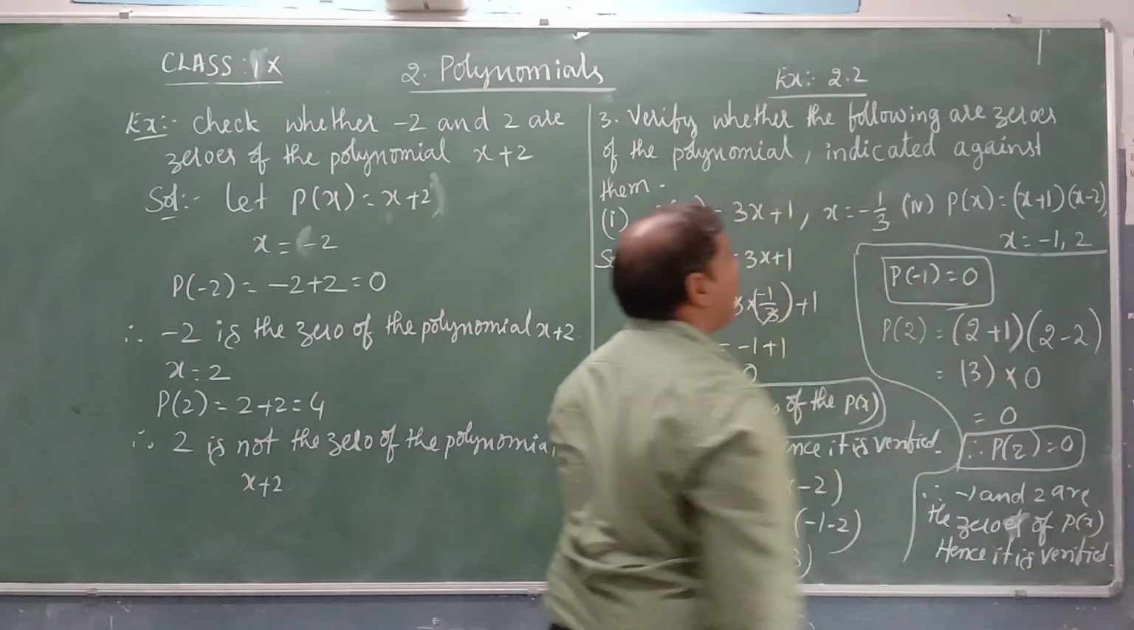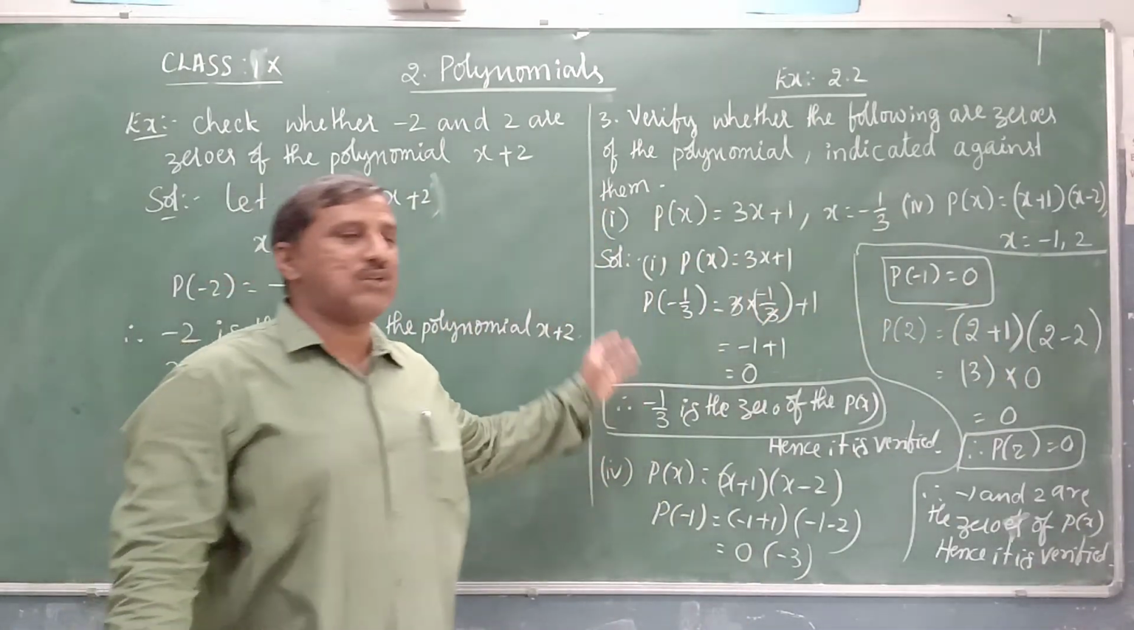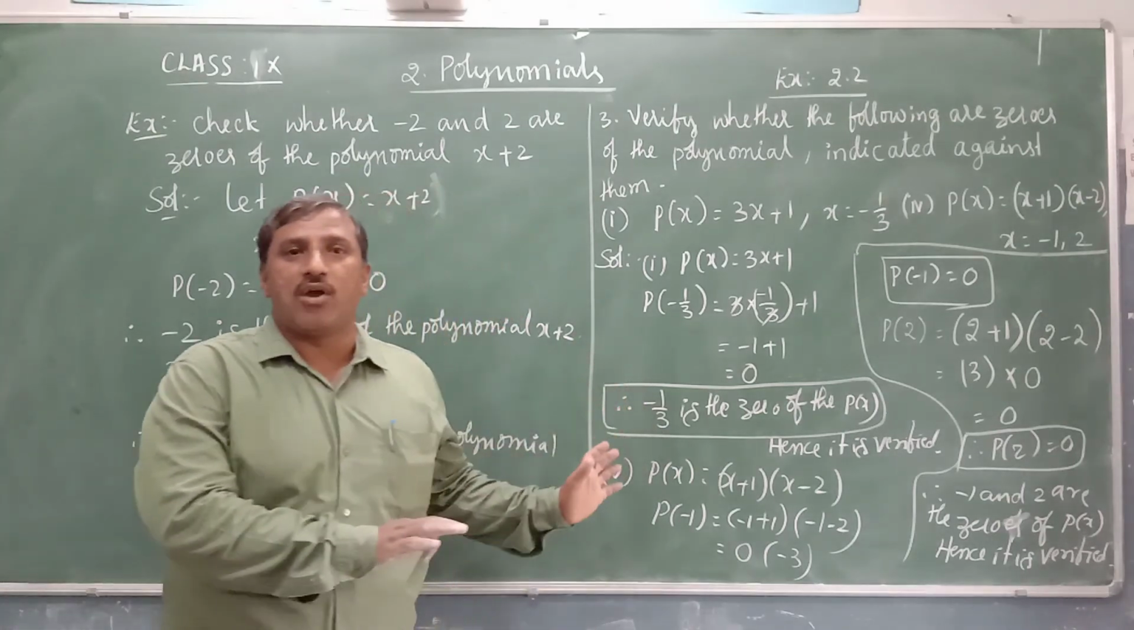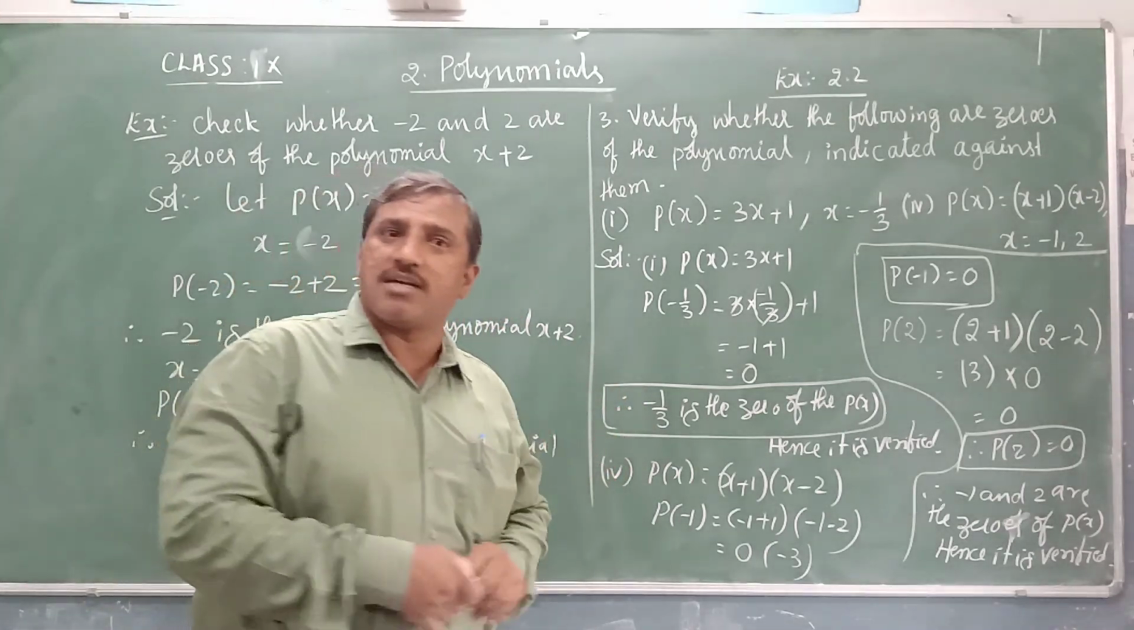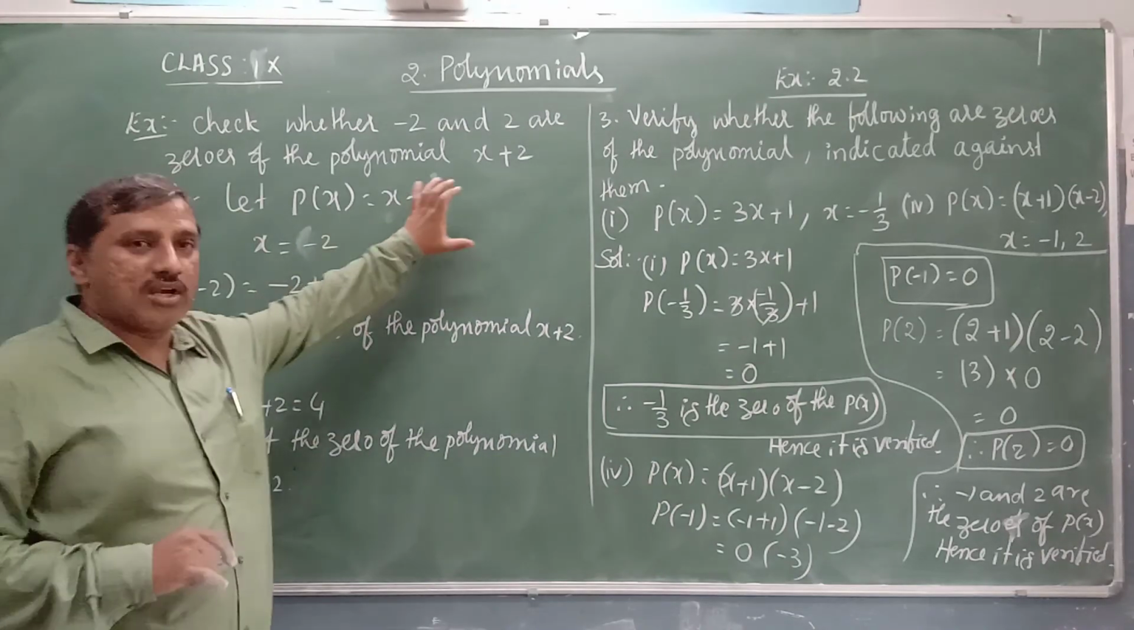So like this we can verify whether the given values are the zeros of the polynomials or not by substitution. Is it clear, children?